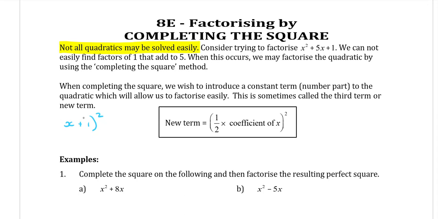So to make a perfect square, we need to introduce a constant term to the quadratic, which will help us to factorise it easily. This is sometimes called the third term or the new term. So in our little formula box here, it says new term. To calculate the new term, what you do is you halve the coefficient of whatever is in front of your x, and then you need to square that to get your answer. And that is the third term that you need to make your perfect square. Okay, so let me show you how that's done.